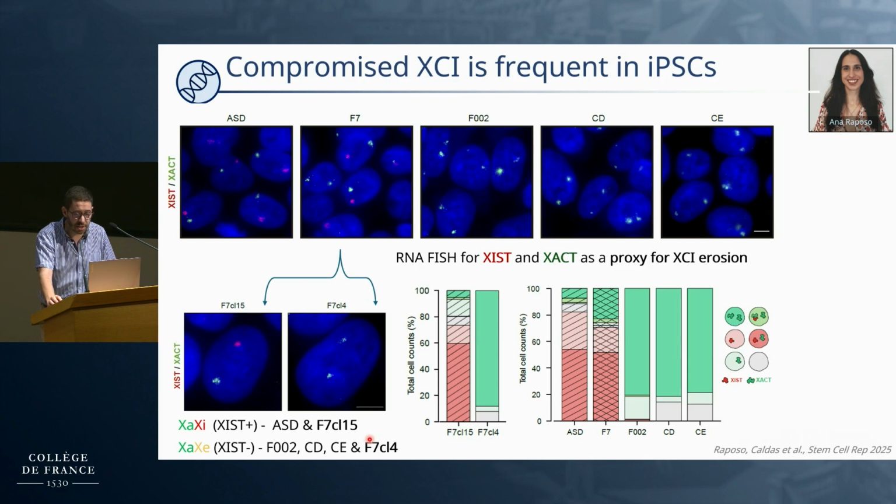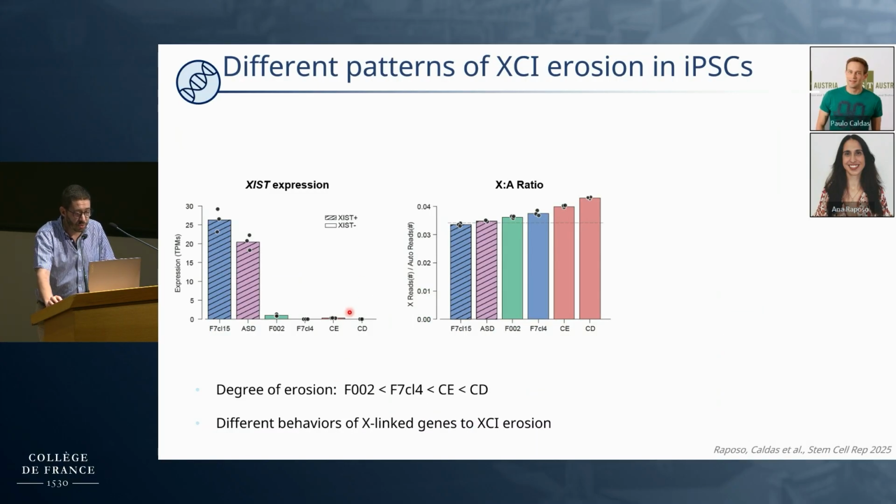With this set of cells, we decided to do transcriptomic analysis to explore further the dosage of their X chromosomes. First, we confirmed the XIST expression status in our cell lines. I want to highlight that every time we see bars with stripes, these are XIST positive cells; when we don't have stripes, we are looking at XIST negative cells. First, we calculated the X to autosomal ratio in these cells, and as expected, we see that this ratio increases in our eroded lines.